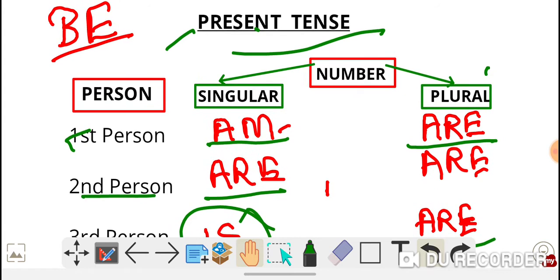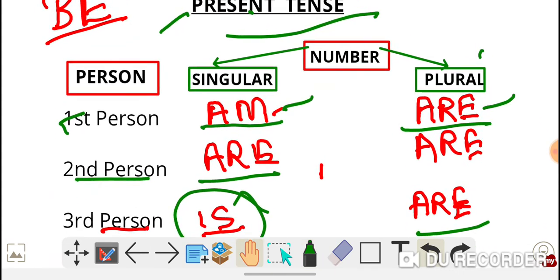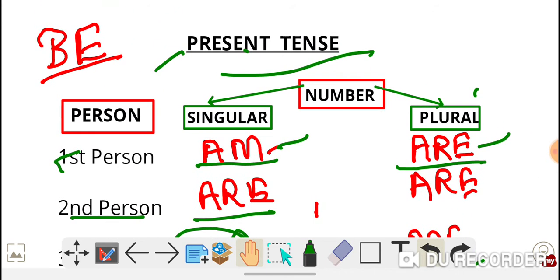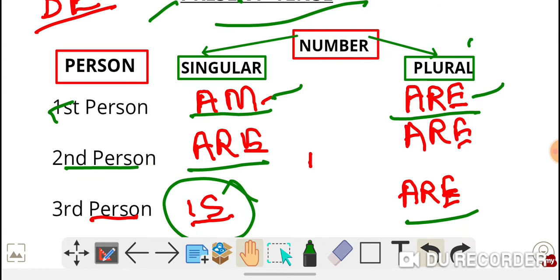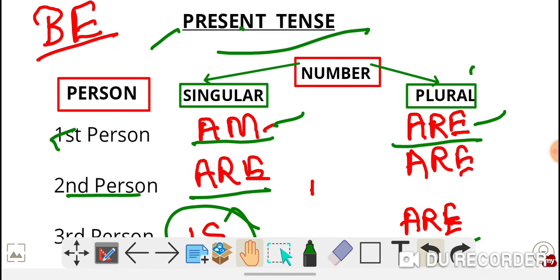The be verb in present tense, first person singular number, is am. Am represents that the action is happening in the present tense, done by first person singular number: I am. For the rest, it is are.